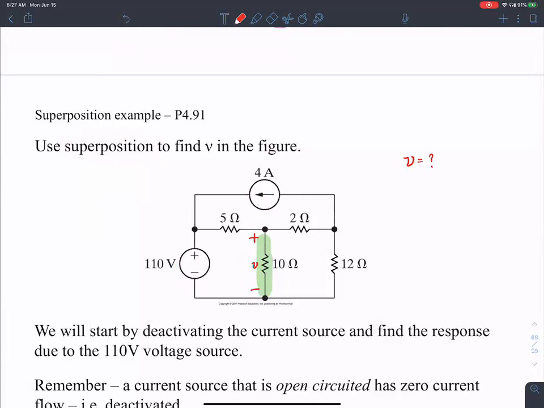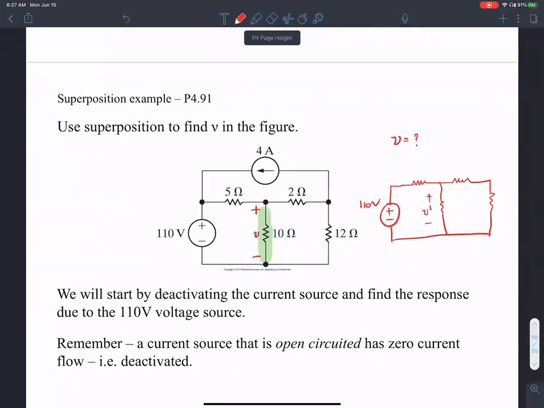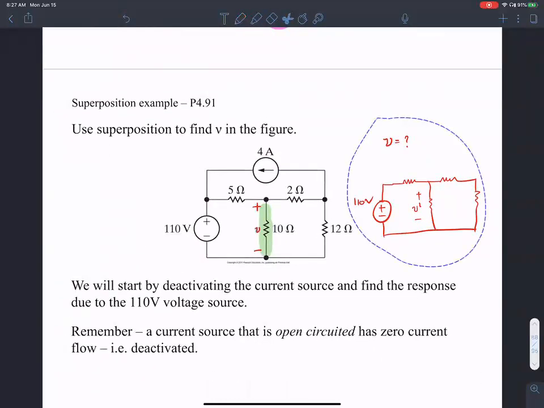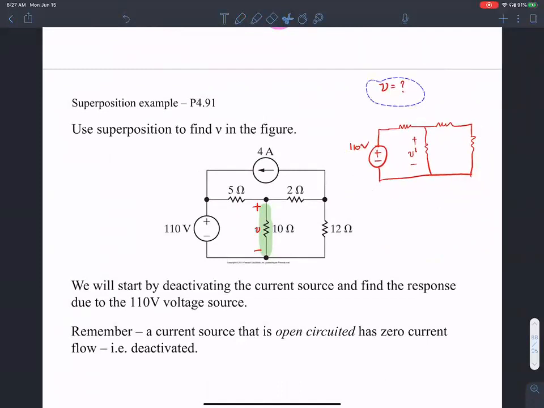So the idea of superposition is that because this is a linear circuit, as all circuits in this class are, what I'm going to do is to evaluate the value of V prime or V dash just due to the input source V, 110 volts. Okay. Then what I'm going to do is, let me see if I can make some room here.